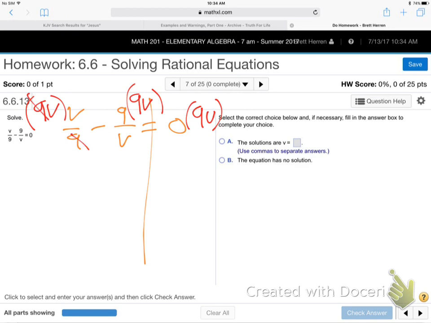So the 9s cancel, and we get v squared. And the v's cancel. We get 9 times 9 is 81. Am I going too quick? We good so far? I'm just cross-canceling whatever I can and multiplying what's left over. What happens on the other side? What's 0 times anything? That's just 0. We good so far?